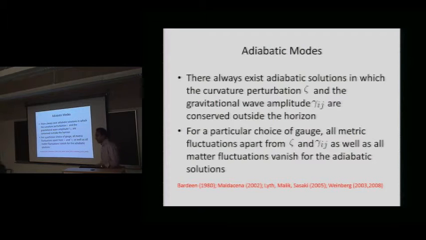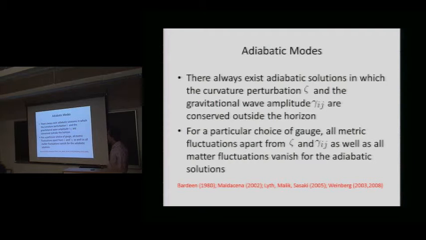Okay. So the fact that these modes are outside the horizon is only useful if there's something that is conserved when those modes are outside the horizon. And luckily there is, and specifically, there always exist adiabatic solutions, so-called adiabatic solutions, in which the curvature perturbation, which I'll call zeta, and the gravitational wave amplitude gamma are conserved outside the horizon. So this is an old story, a very old story. It goes back to Martin in the 80s, and I'm sure there were others that I'm missing a lot of references here.